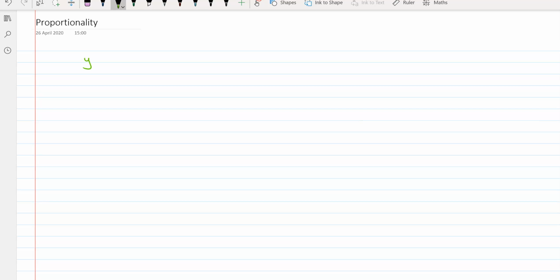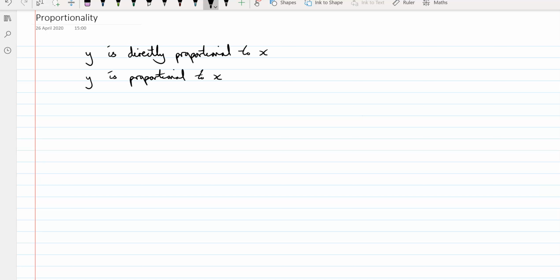Sorry, it's in green. You might see, for example, y is directly proportional to x. Or you might just say y is proportional to x. Or it may sometimes say, very rarely, y varies as x. All of these three things highlight that you're dealing with a question on proportion.